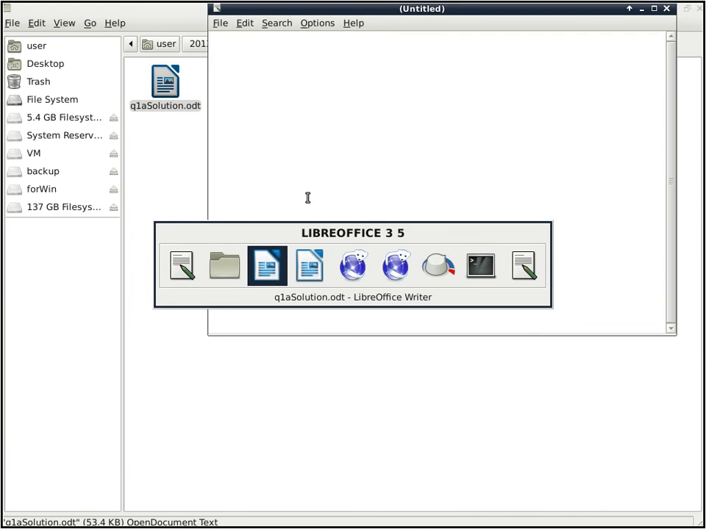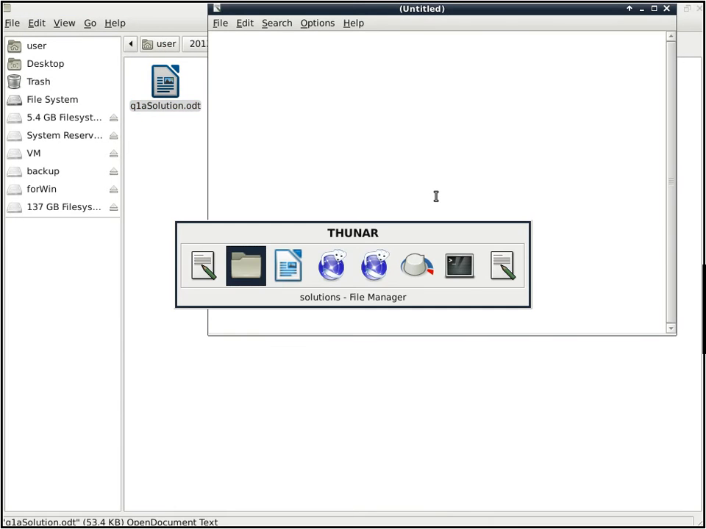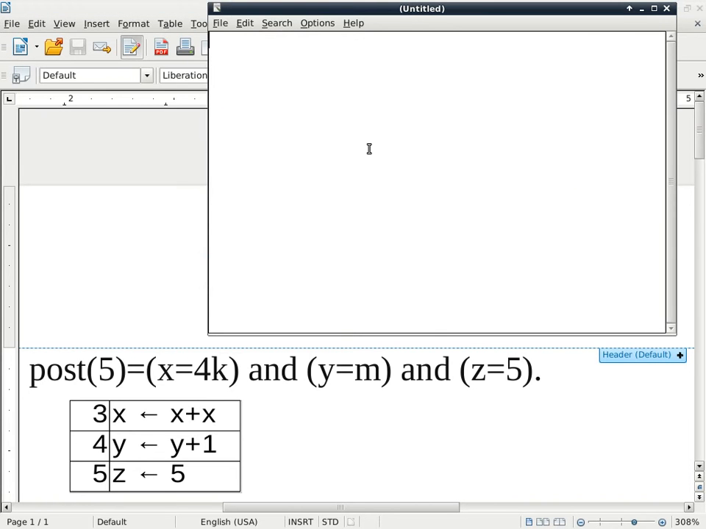All right, so going back to, nope, not this one. Okay, there we go. All right, so the first thing we have to do is to go from post 5 all the way back to pre 3. Okay, that's what the question is asking. What is pre 3 once we know this is what post 5 is?